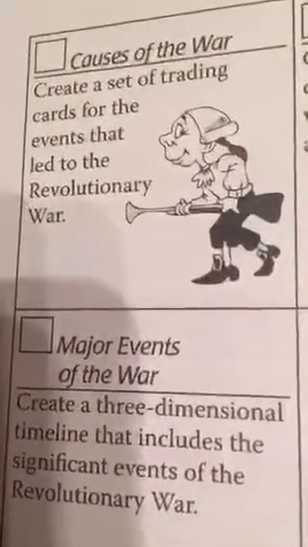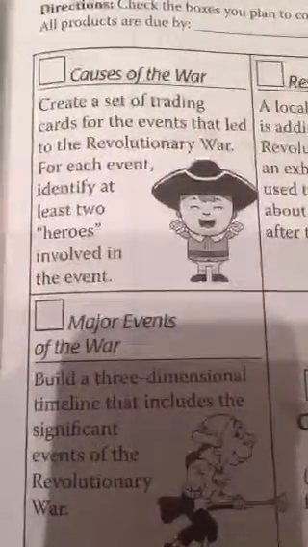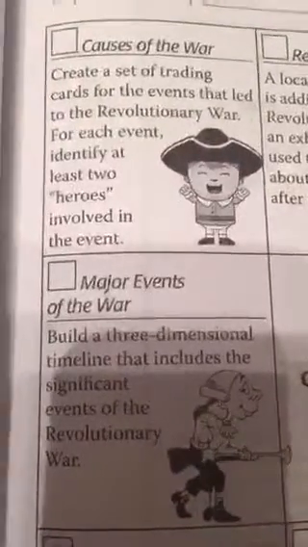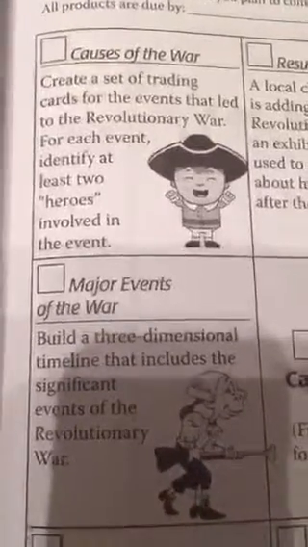To give you an idea of how some of these tasks have been rewritten, it said, create a set of trading cards for the events that led to the Revolutionary War. In the updated version, you're going to find it's a little more specific. Not only do you have to create the trading cards, but you also have to identify at least 2 heroes that were involved in the event. A lot of the standards have gotten more specific about the role that people play in historical events, and I've tried to reflect that in the tweaking, the updating of the different menus.